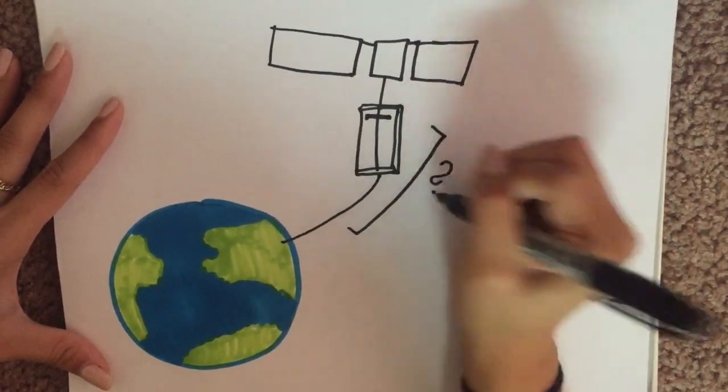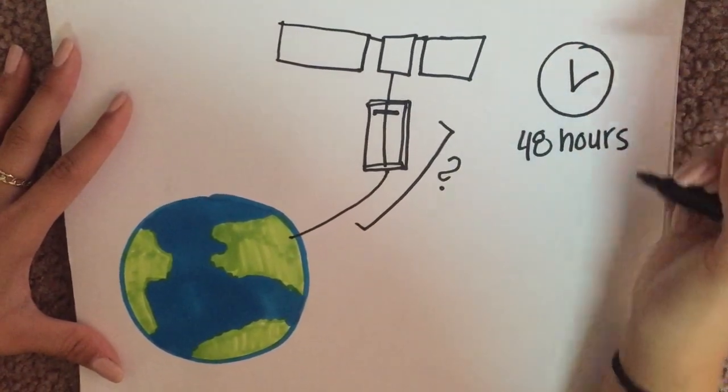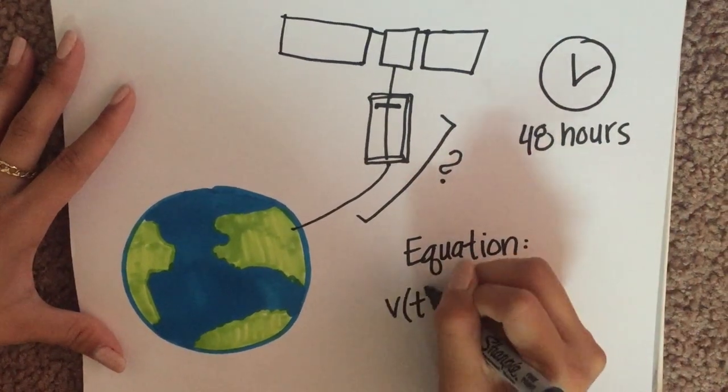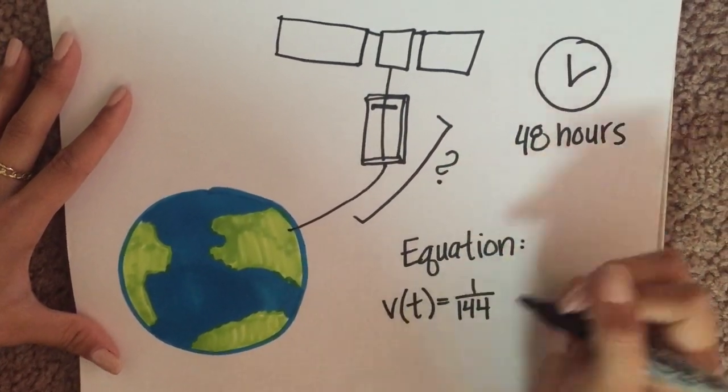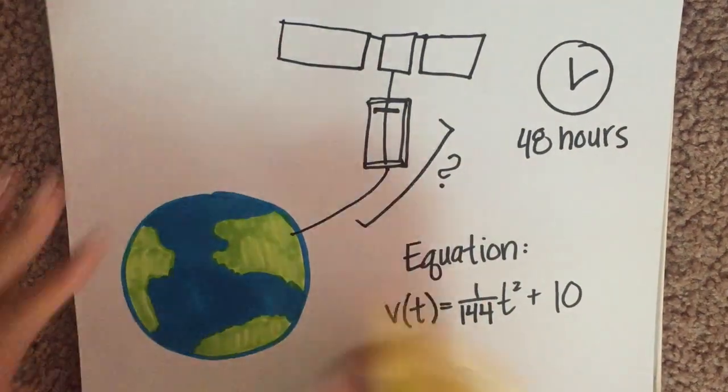We do not know the distance to the space station, but we know that it will ideally take 48 hours. We also know that the equation for the elevator's velocity is v of t equals 1 over 144 t squared plus 10.